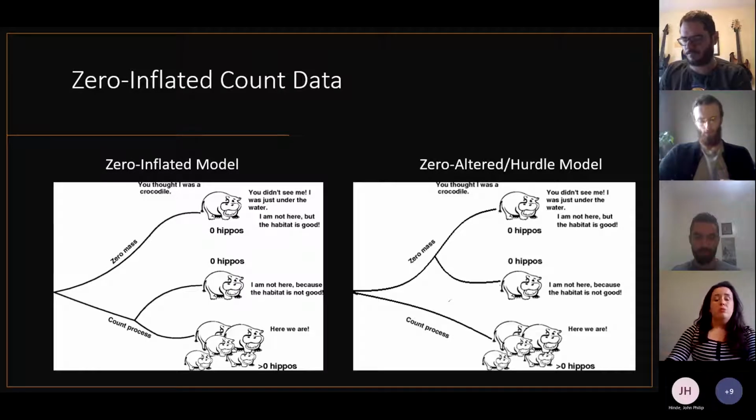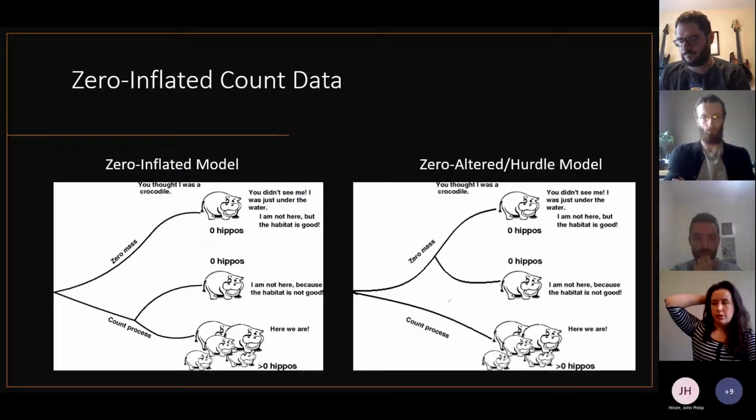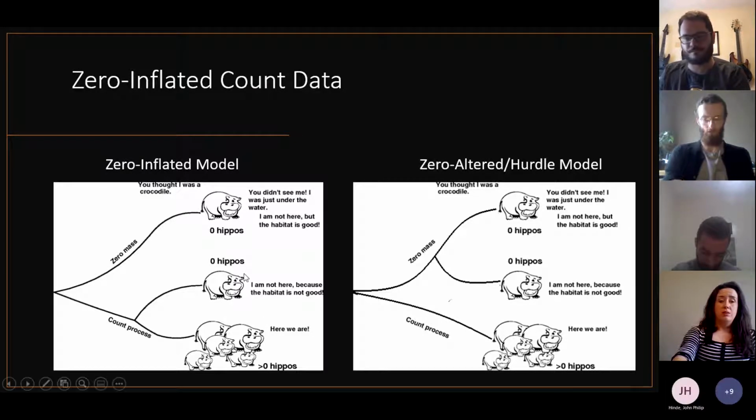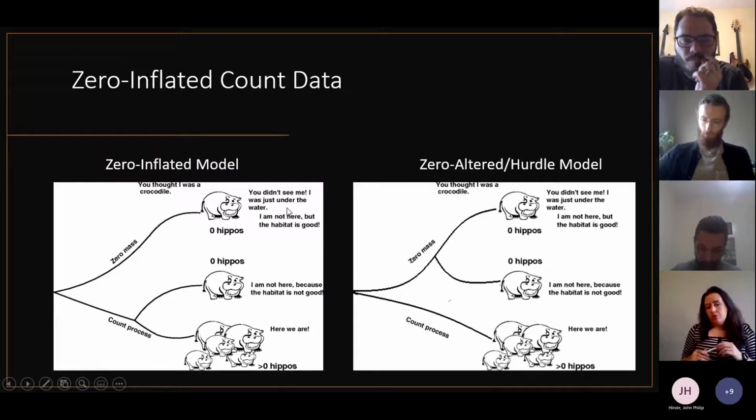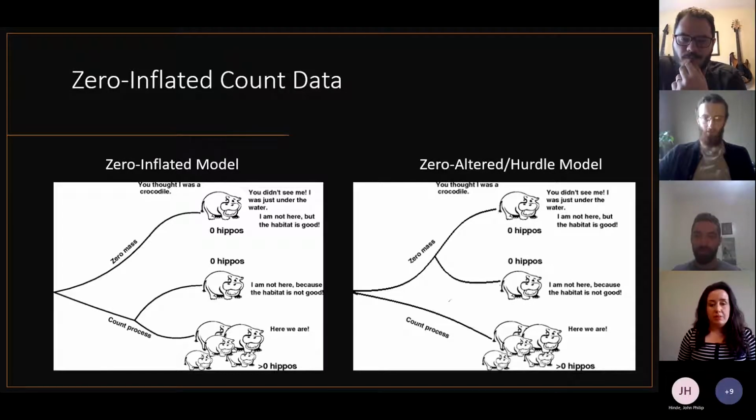A true zero is a zero that occurs because the animal was genuinely not at that site, because the site is not an appropriate one. And the false zeros are every other kind of zero. They're zeros that occur because the animal was at that site, but it wasn't seen. It says, sort of, I was here, but you didn't see me, I was under the water, or you thought I was a crocodile, or things like that.